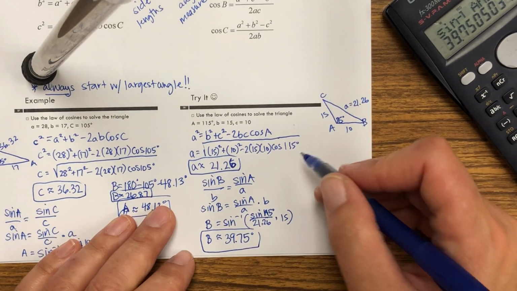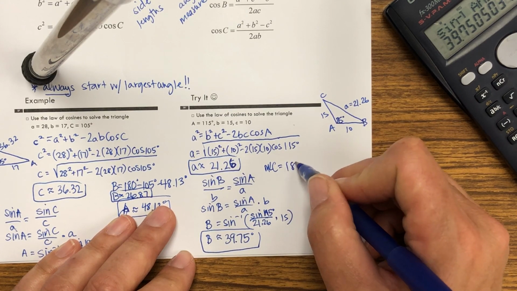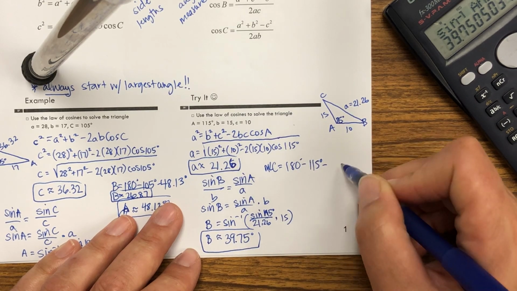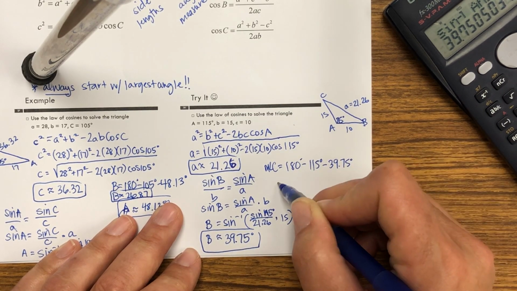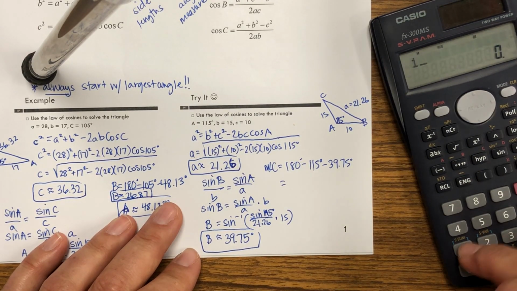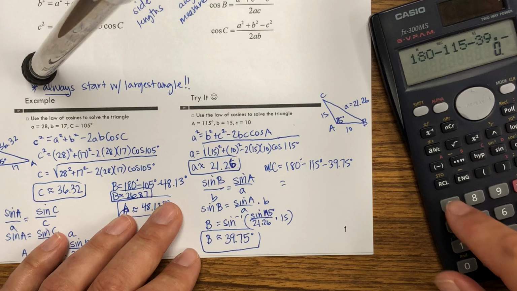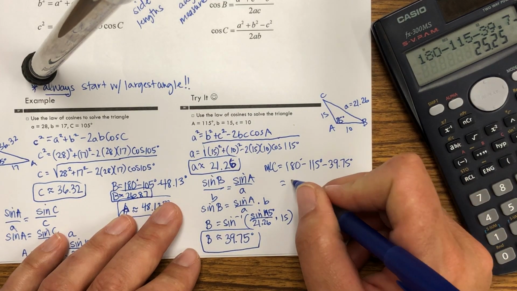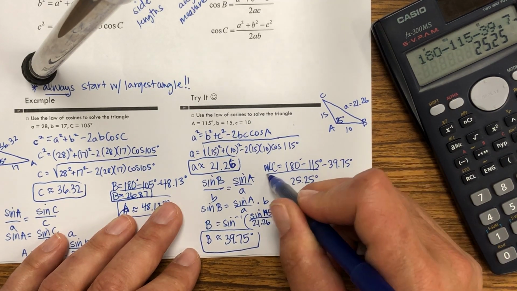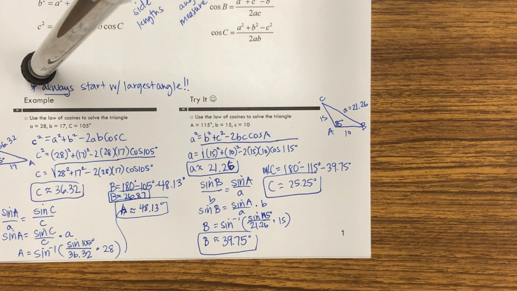Okay, and now to find the missing angle, the measure of angle C is equal to 180 minus 115 minus 39.75. That's 25.25. That's the measure of angle C. Now we've just done 2 side-angle-side ones. We need to do 1 side-side-side one.